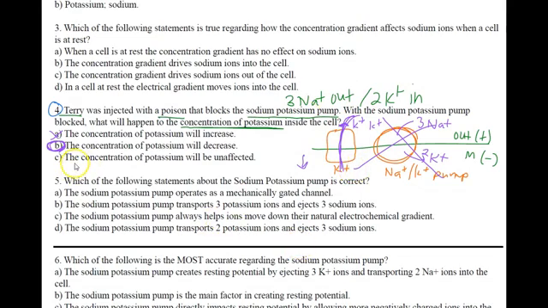But let's look at letter C. The concentration of potassium will be unaffected. That is not true because normally our cells are going to have a higher concentration of potassium inside the cell. So it's going to want to go through the leak channels and move outside the cell.